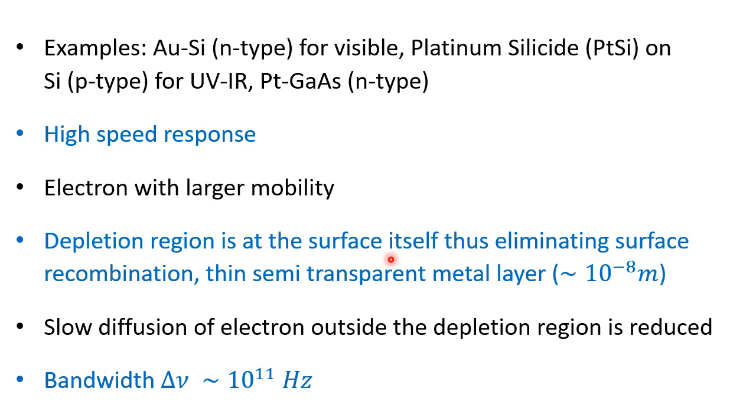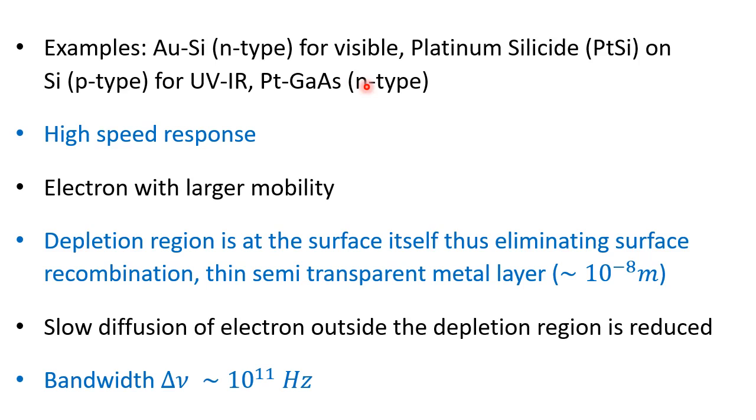So let me give you a few examples. For example, gold on silicon, where silicon is N-type. This is a Schottky diode which is used in the visible. You can have platinum silicide layer put on a silicon of the P-type, which is used on a wide variety from UV to IR. You can also have platinum on gallium arsenide, and detectors of Schottky diodes of this kind have shown responses of hundreds of gigahertz and so on. So these are some of the examples of the kind of materials that you can put together to get the Schottky.